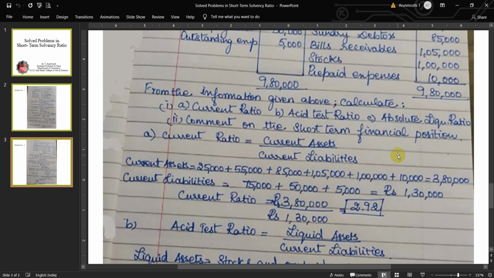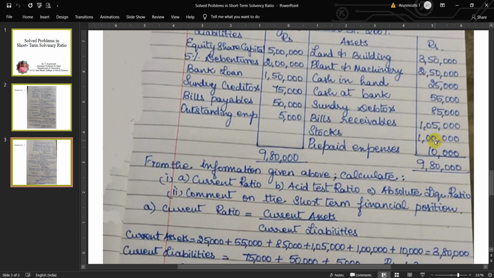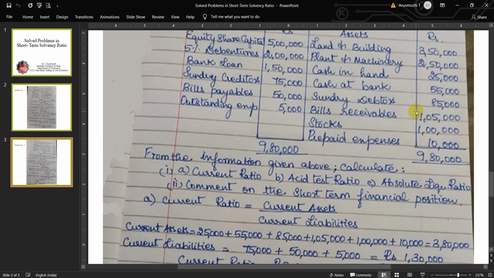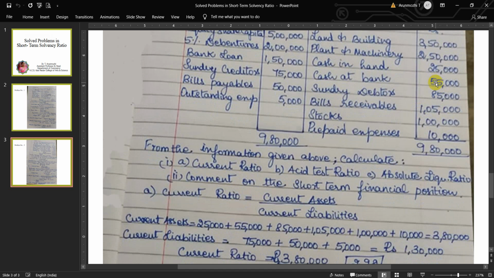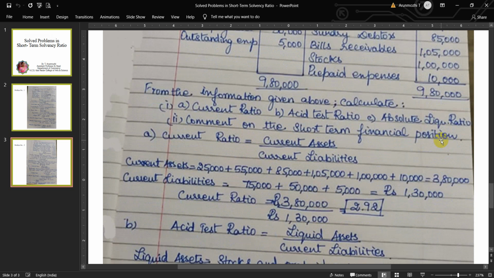Current ratio, current assets divided by current liabilities. So what are your current assets? Land and building and plant and machinery are not current assets, they are fixed assets. Cash in hand 25,000 you have. Next, cash at bank 55,000. Sundry debtors 85,000, bills receivable 1,05,000, stock 1 lakh, and prepaid expenses 10,000. So totally it comes to 3,80,000.